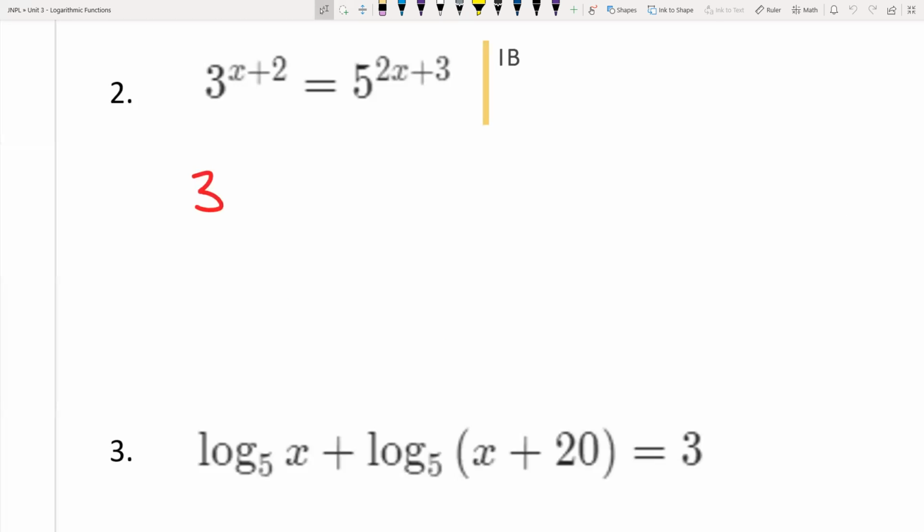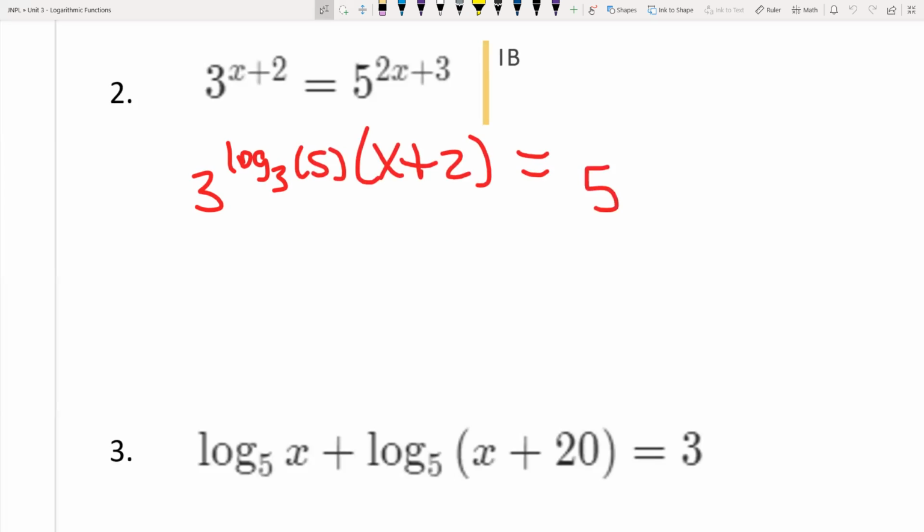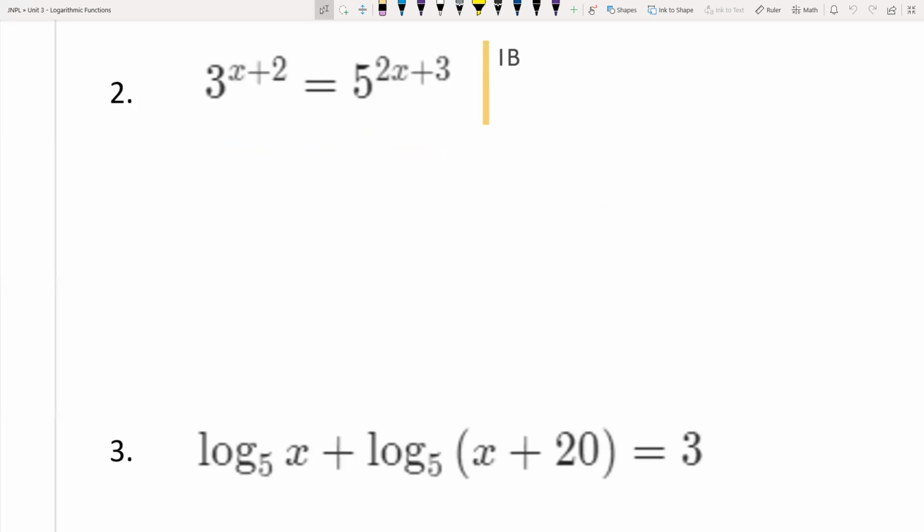So we have 3 to the log base 3 of 5. That's going to have to multiply by x plus 2. And then we have 5. Or sorry. No, never mind. I mixed it up again. That is if we were going to make both bases 3. I got mixed up. Sorry. Okay, let's start that over. So if we're making both bases 3, that does equal 5, but both bases are going to be 3.